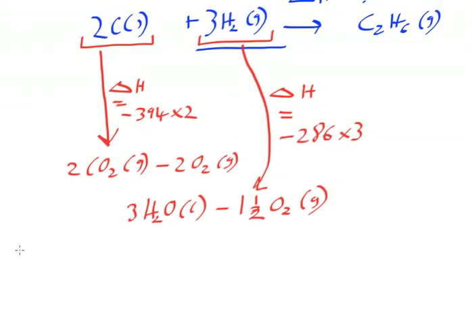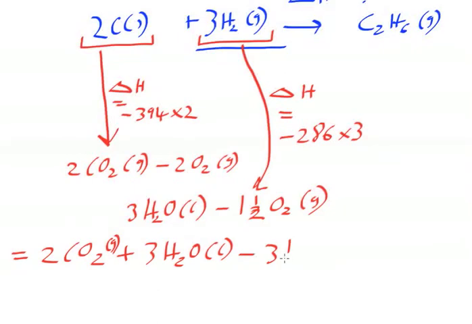So what is this thing at the bottom? Well, I've got 2 CO2. And I've got, what else have I got? I've got 3 H2O. Oh, let's put in the state signs. So there's a gas. That's a liquid. And how many oxygens have I got? I've got minus 2, minus 1.5, and that's minus 3.5. So minus 3.5 O2 as a gas.